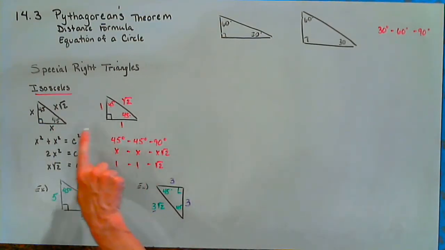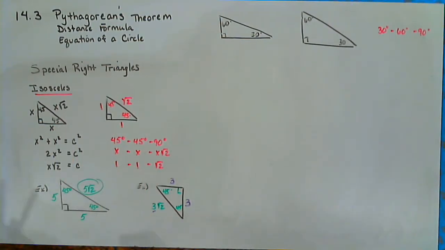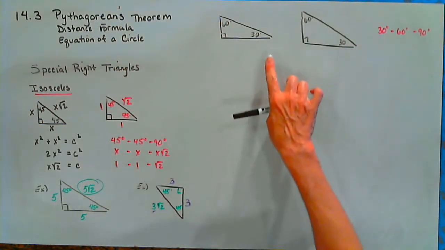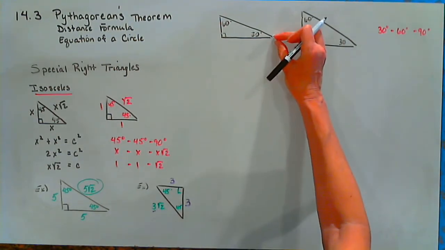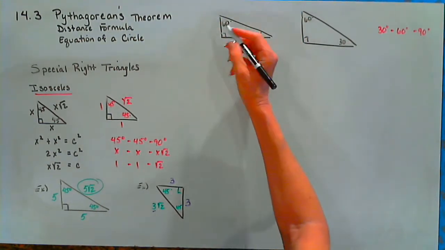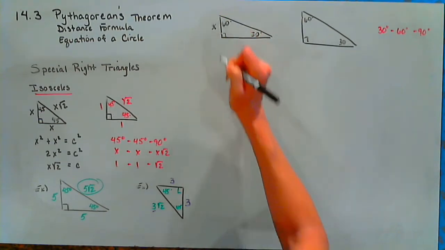I'm going to do the same thing we did over here. One thing to notice about a 30, 60, 90 is the smallest angle will always produce the shortest side. So this 30 degree angle produces the shortest side that I'm going to call 1x.